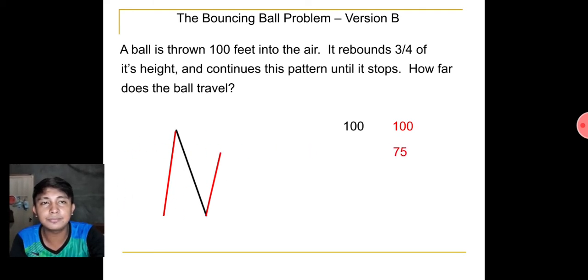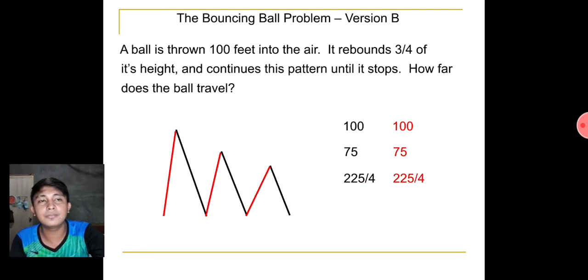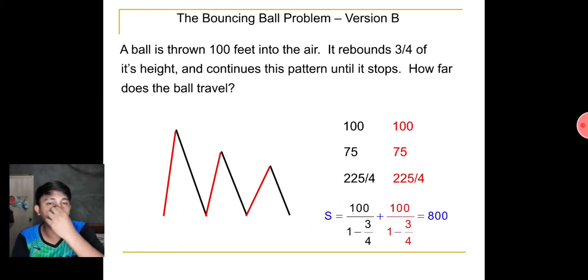Okay. Yung 3/4 ni 100, 75. Another 3/4 ni 75. So, 225/4. Okay, hanggang sa tumigil siya na mag-bounce. Hanggang palit ng palit. Okay, hanggang mag-stop. So, it travels 800 feet. Yung total ng pag-bounce niya lahat ay 800 feet. Okay?